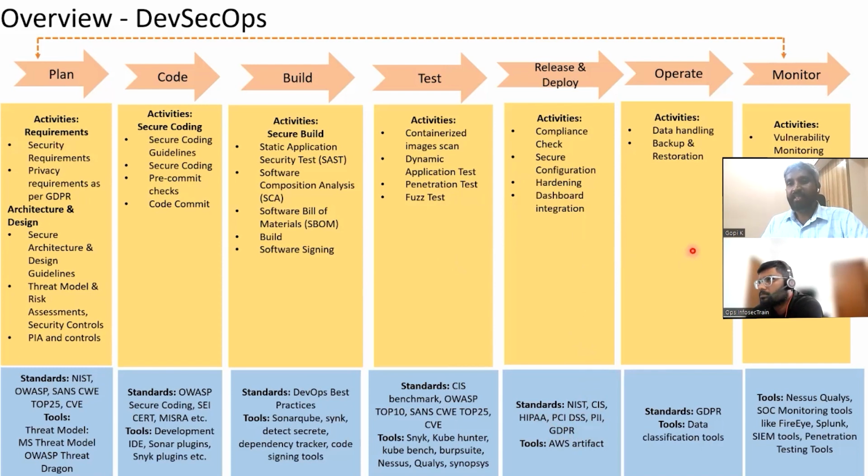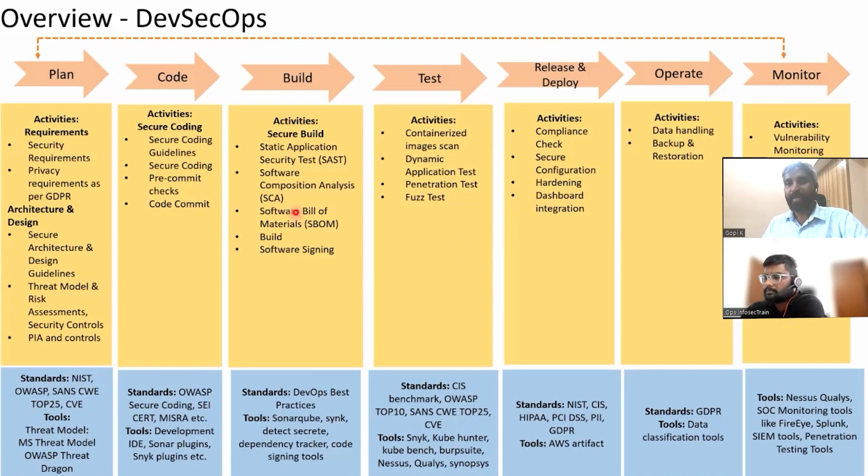Then the operations phase. Here, data handling, backup, restoration: how securely we are handling them, whether we are implementing backup files with proper integrity checks, or digitally signing them. So these activities we will do in the operate phase. Then the monitoring phase, again mostly SOC operations, VA activities, if required penetration testing, purple teaming activities. So there are multiple types of activities in the monitoring stage, even security audit and external audit. All these activities we will do in the monitoring stage.